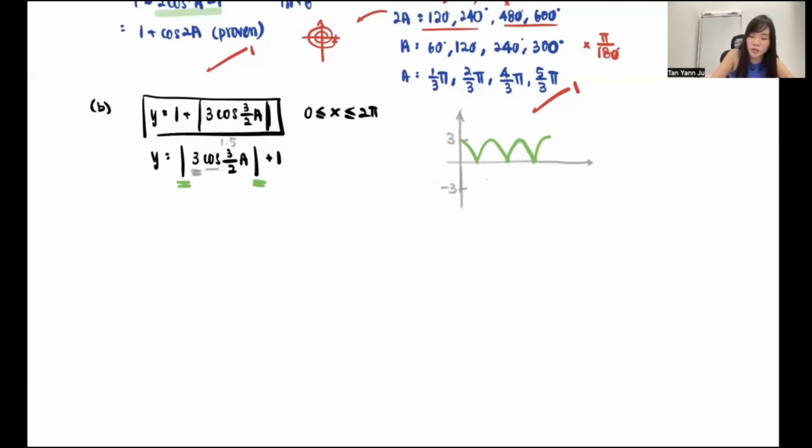Then last one, only I have a +1. +1 means the whole thing move up one step. So my dear, I always tell my students, check the starting, check the ending, check the highest, check the lowest. So you see the starting is 3. 3 you +1, 4 lor. Correct? 3 + 1, 4. That's all the highest.